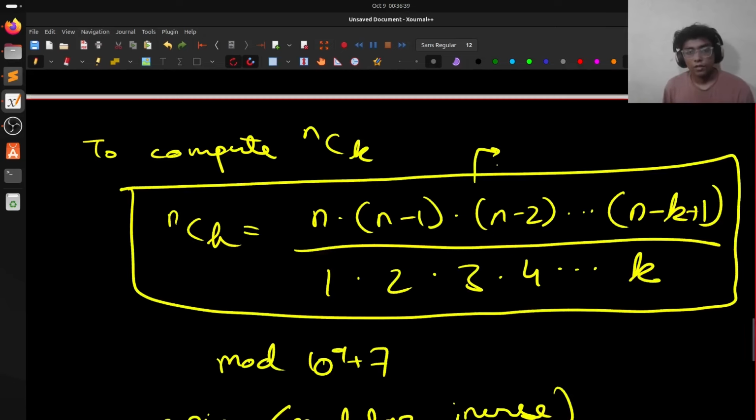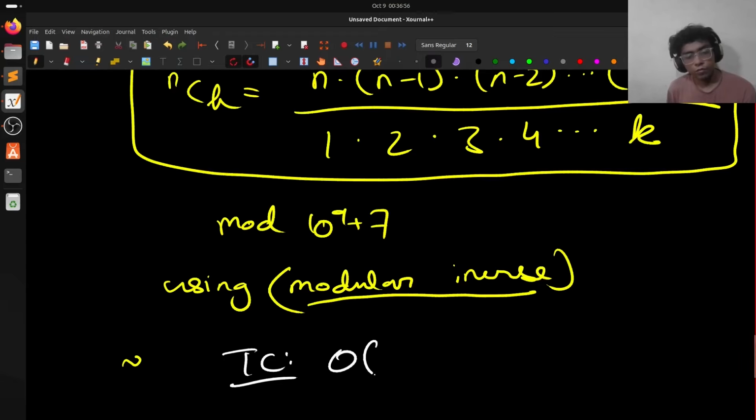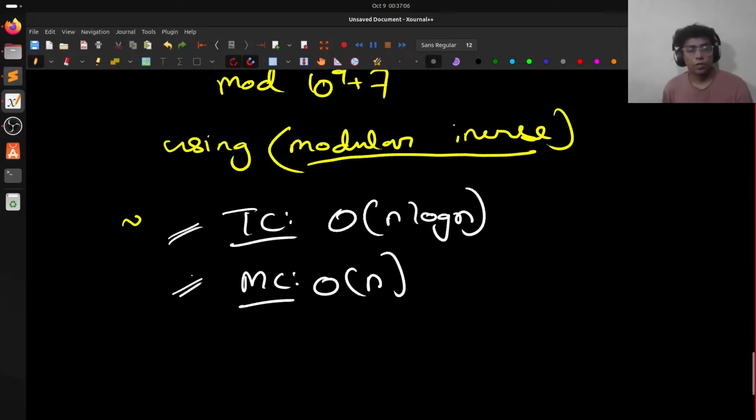This can be calculated in simply big O of k, right? The loop will be big O of k times the time taken to calculate modular inverse, which is log n. And k can go up to n. So we can write the time complexity as roughly big O of n log n, right? So we have done much better than n squared. We can directly solve this question in big O of n log n, and the memory complexity remains O of n itself.